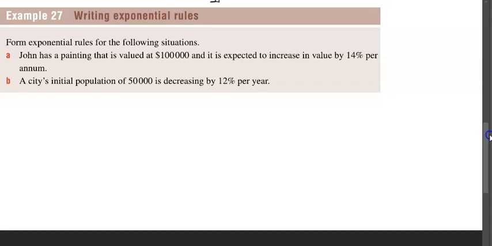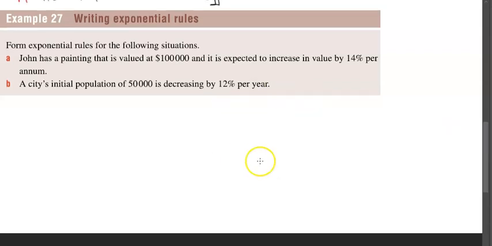So look at the first example. We're first going to write rules. We're not necessarily going to work out anything. We're going to write rules so we can be formalized with what's going on. For exponential rules, for the following situations, form exponential rules. John has a painting that is valued at $100,000 and it is expected to increase in value by 14% per annum. So with question A, there are a few things we already know. We already know that the initial amount, so A0, or A subscript 0, is $100,000.